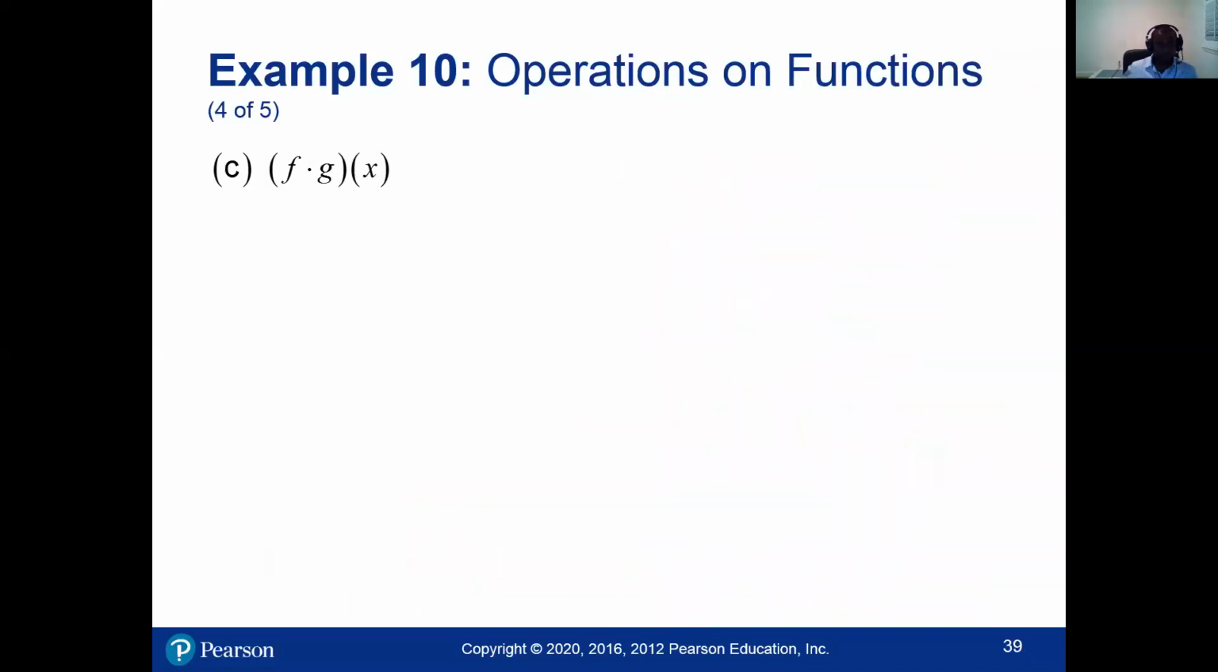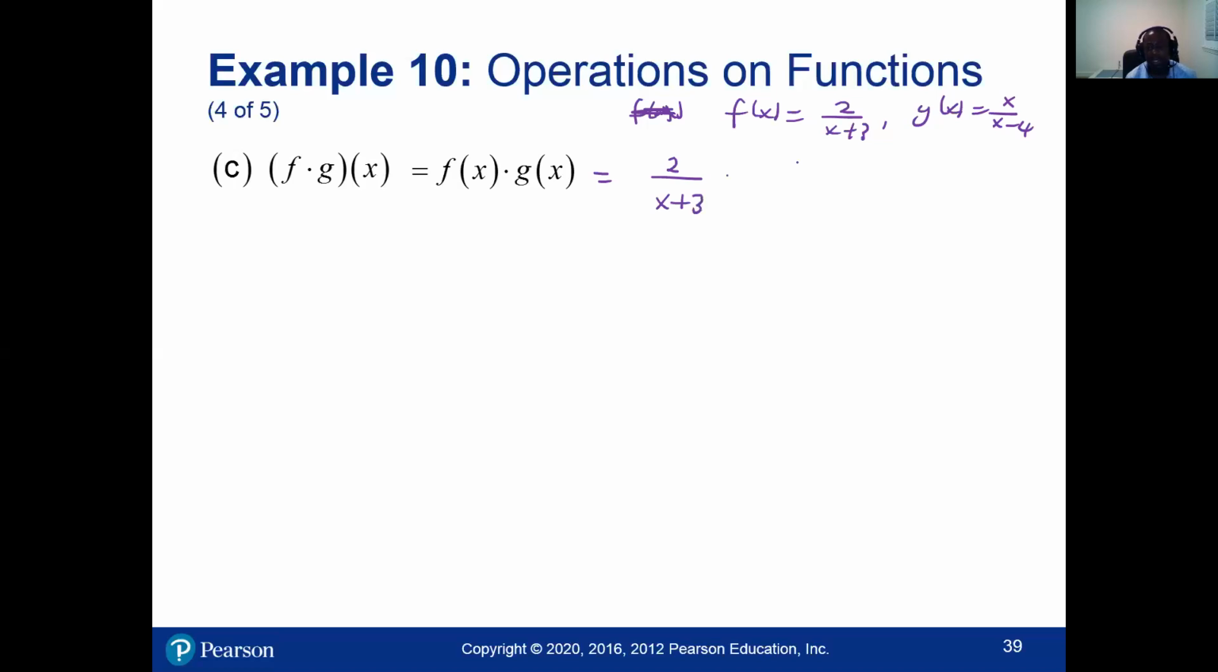All right. Now, the product for the same functions. Your f of x again. Your f of x is what? 2 over x plus 3. And then g of x is what? x over x minus 4. So the product is what? 2 over x plus 3 times x over x minus 4.